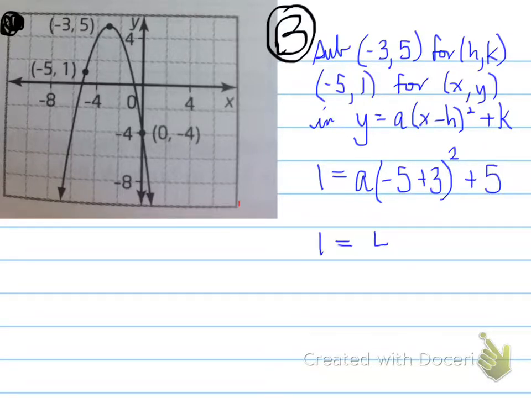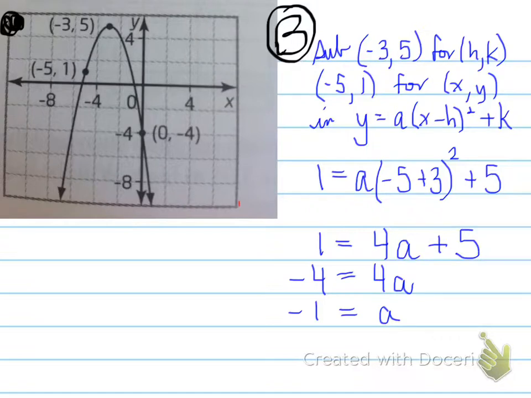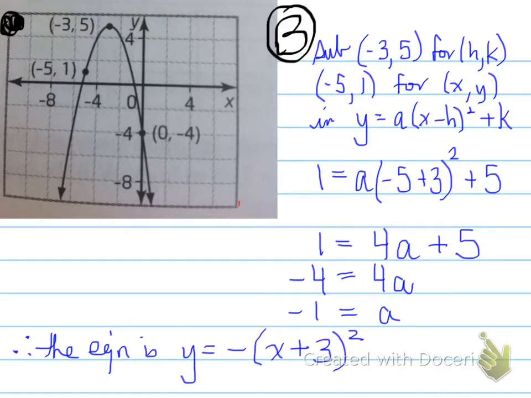We find the value is going to be 4a plus 5. -4 is equal to 4a. a is equal to -1. So again, we see that a is equal to -1. Folks, it's not always the case, but it is true in these two cases. So the equation is going to be y = -(x + 3)² + 5. And that is our equation for this particular parabola.